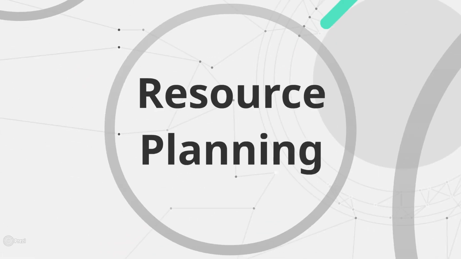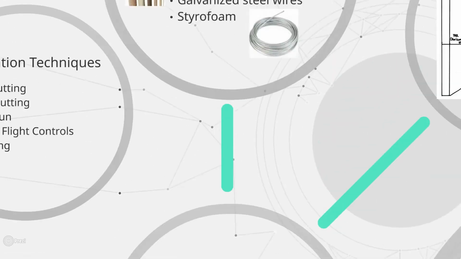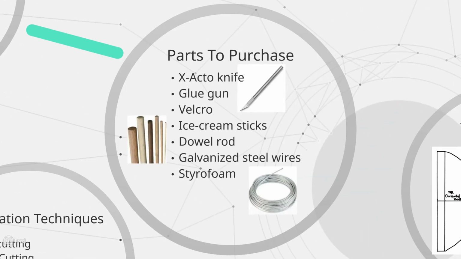The planning of resources. For our parts to purchase, we have the X-Acto knife, glue gun, velcro, ice cream sticks, dowel rod, galvanized steel wires, and styrofoam.